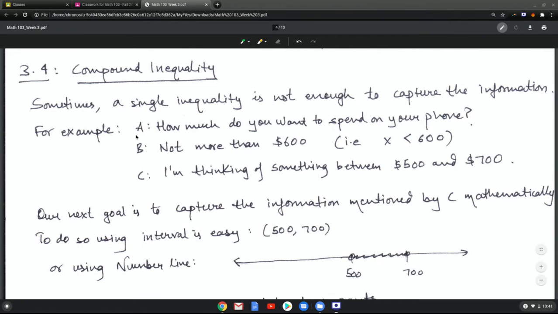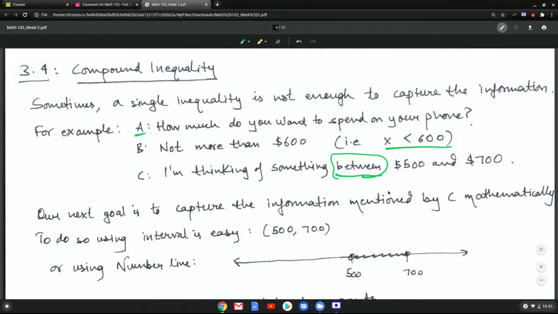For example, let's say person A is having a conversation and asks, how much do you want to spend on your phone? Person B says, not more than 600. Well, mathematically, that's x is less than 600. Person C says, I'm thinking of something between 500 and 700. So there's this relationship between numbers that we use in our everyday life, which is represented by the word between. We want to be able to capture that information mathematically.